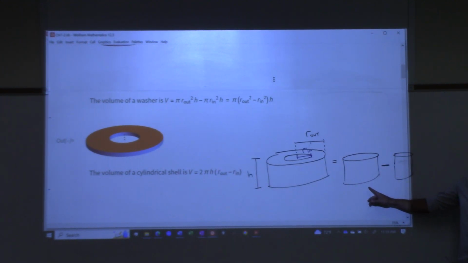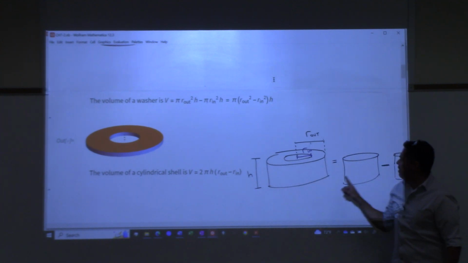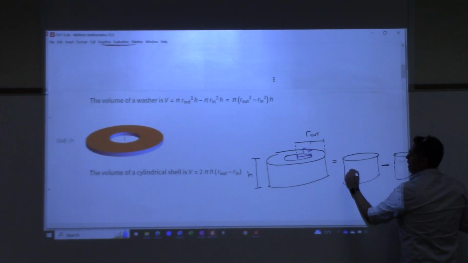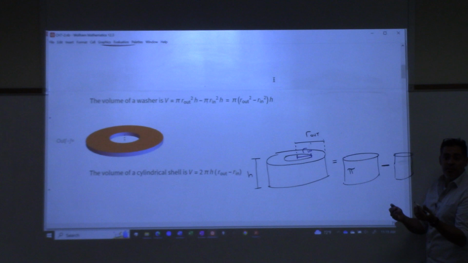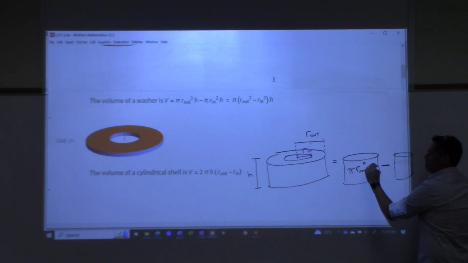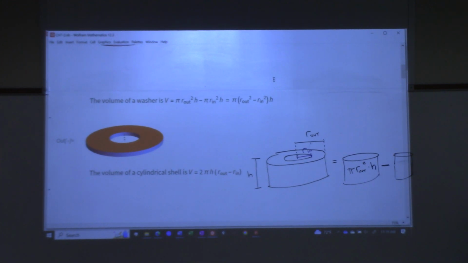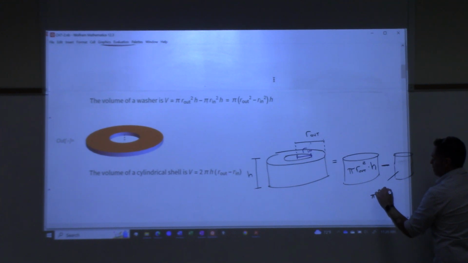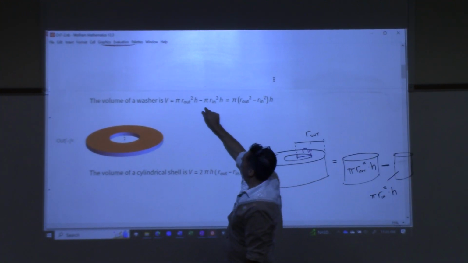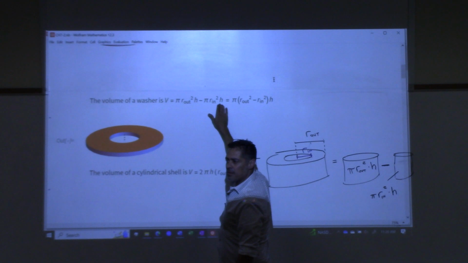Okay, so they both have the same height. So what is the volume of this one? The volume of this one is pi times the radius, which here is R out, squared, times the height. And this one is pi times R in squared times the height. Same height, right? If I take that and subtract that, that's this right here. That's that times that, or that minus that.